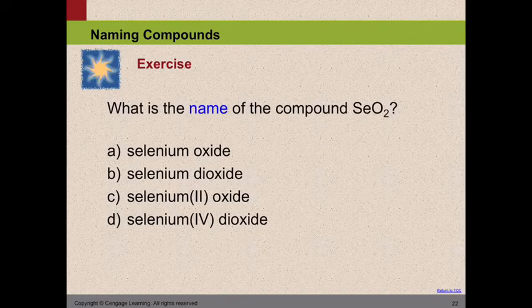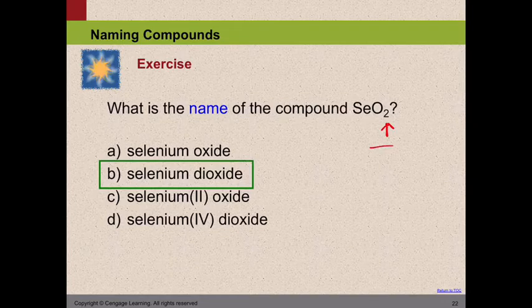Quick little problem here. And what is the correct answer? The correct answer is selenium dioxide. Again, no mono to start with. The di tells me that I have 2 oxygens.